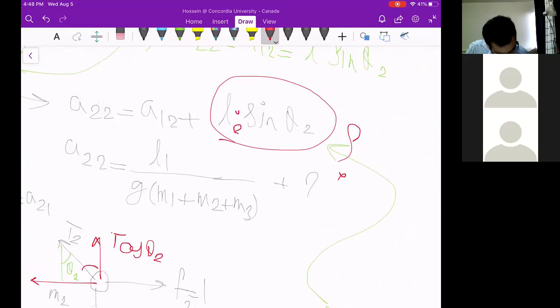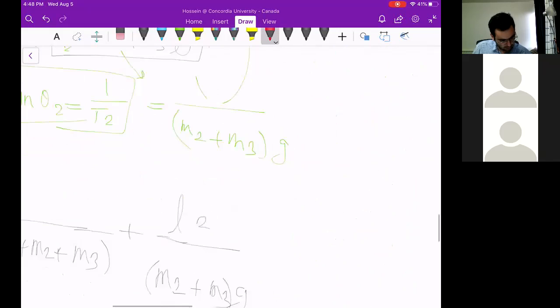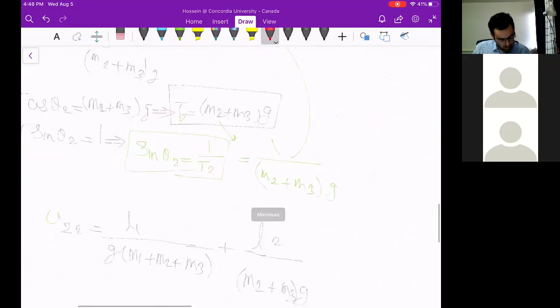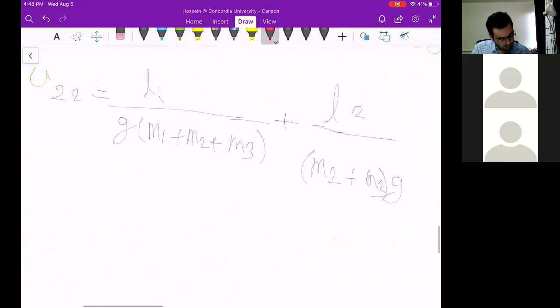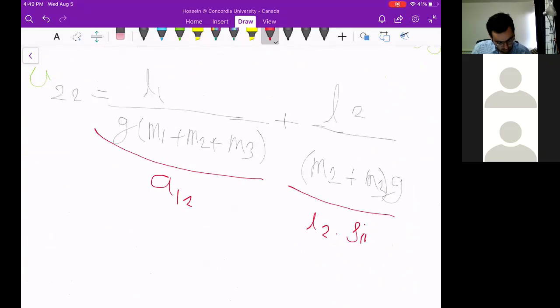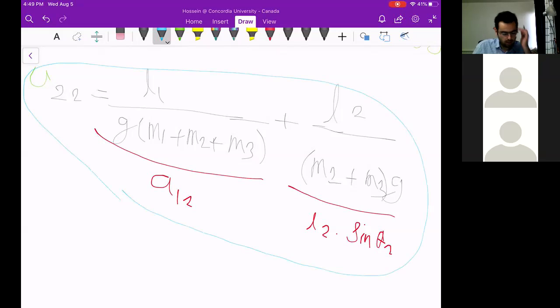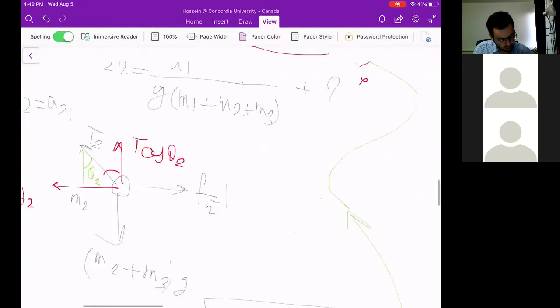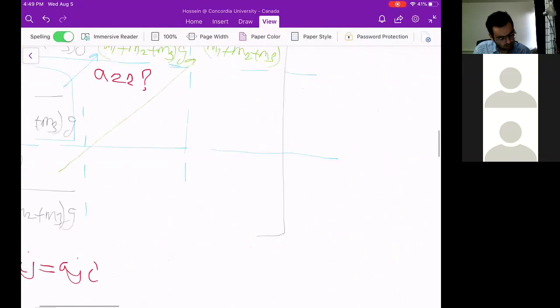L2 multiplied by sine theta 2. Sine theta 2 we already obtained. Isolate here. This is A12 L2 sine theta 2. This is how we obtain A22. As soon as you obtain A22, A32 is equal to A22 according to the figure. So you could easily just go and fill out the matrix.